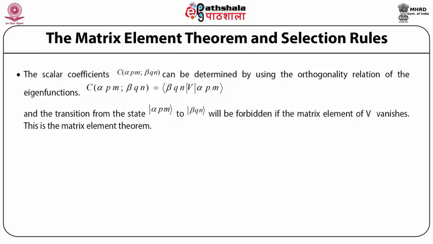The scalar coefficients C alpha Pm beta Qn can be determined by using the orthogonality relation of the eigenfunctions, namely the coefficient C alpha Pm beta Qn is given by the matrix element of V between these states alpha Pm and beta Qn, and the transition from the state alpha Pm to beta Qn will be forbidden if the matrix element of V vanishes. So if the matrix element of V between these two states vanishes, then there is no transition from the state alpha Pm to state beta Qn. This is the matrix element theorem.